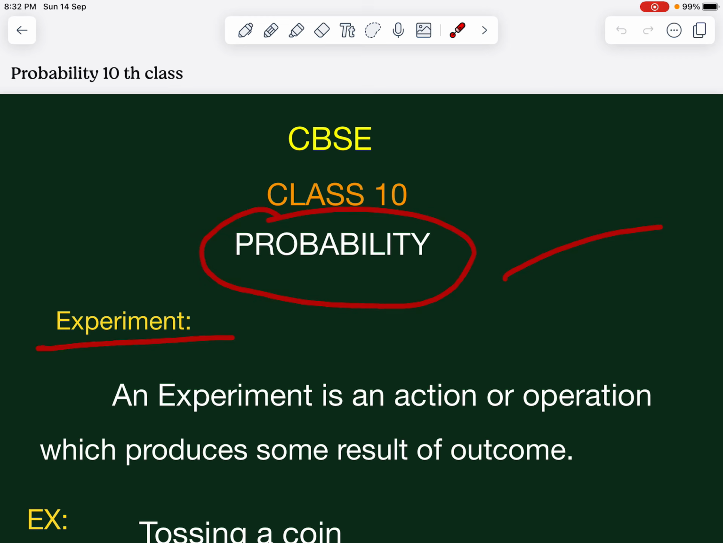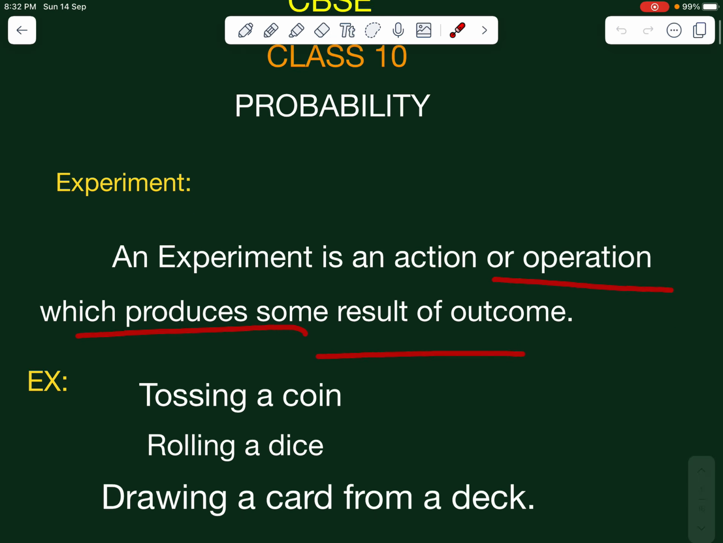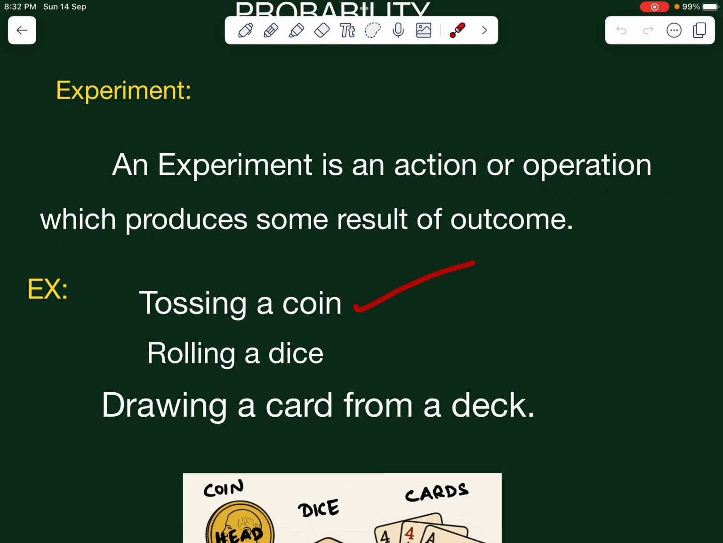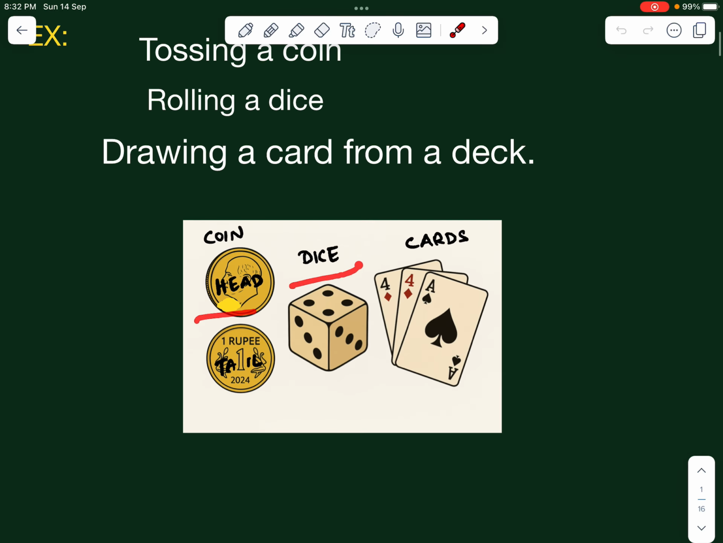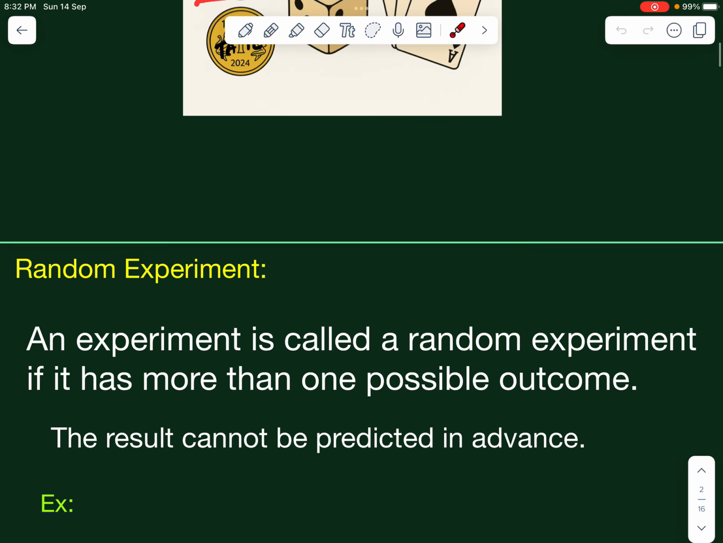Definition: experiment. An experiment is an action or operation which produces some result or outcome. Examples: tossing a coin, rolling a dice, drawing a card from a deck. These are the examples: dice, cards and coin.